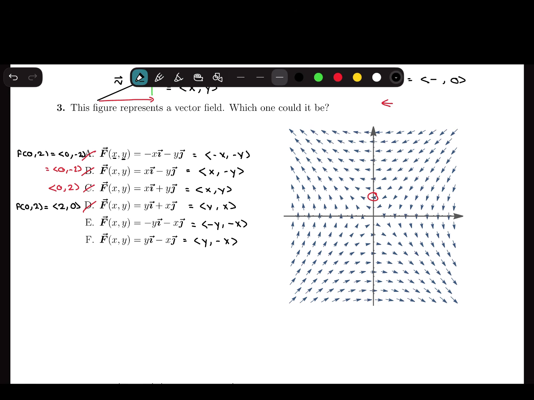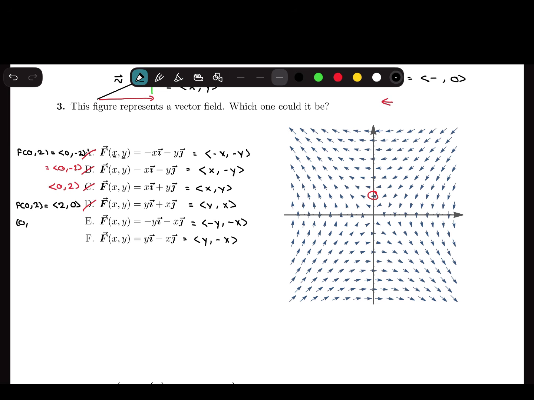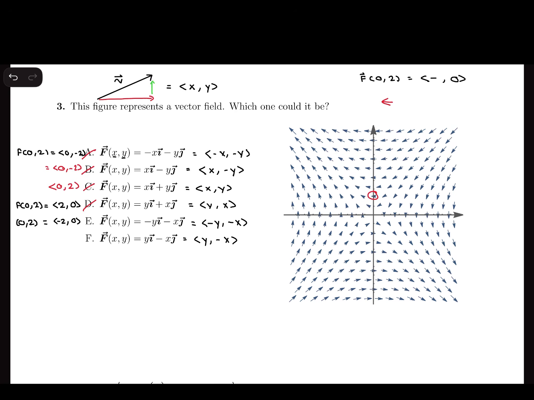Now let's look at E. E has the components negative y, negative x. So let's look at that, right? We have at point 0, 2, the y would be negative, so we get negative 2, and the 0 is negative, but it's just a 0. If you look at that, that is correct. But we still have to look at answer choice F.